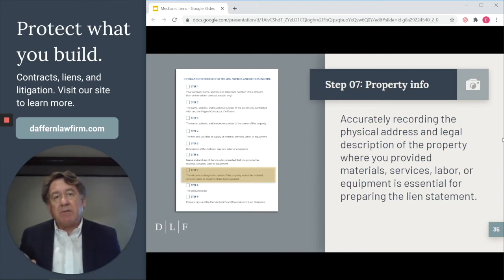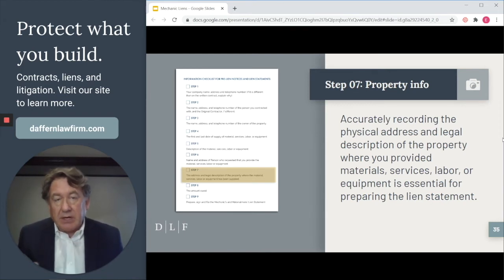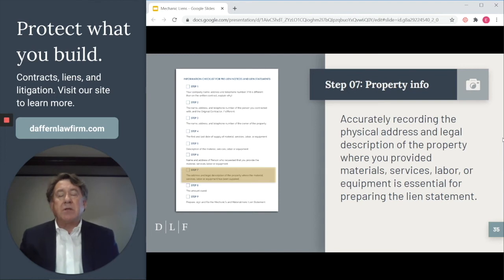So you just need to get the physical address first, and then probably the most important part of the physical or the property information is the legal description. Now, the legal description is absolutely required in the mechanic liens that you file. So what is the legal description? Well, the property has a description, a physical description of where the property is. It's the city numbering system.